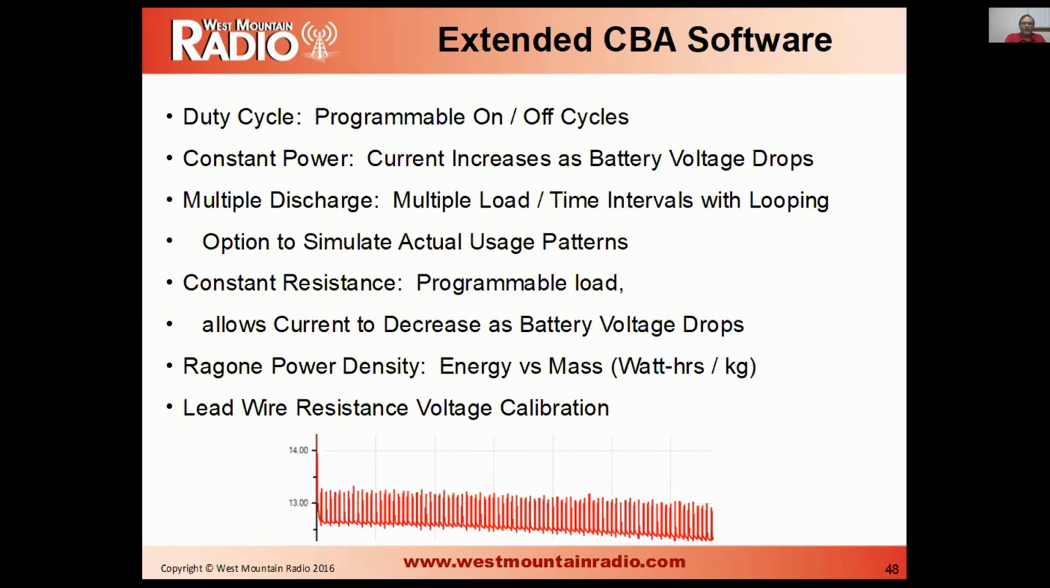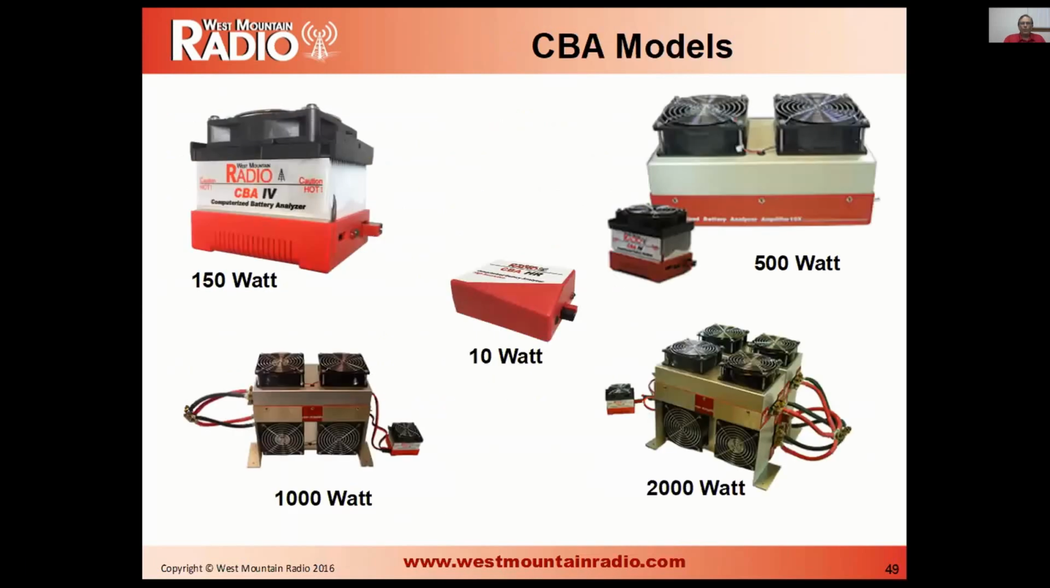The duty cycle testing, the chart that you saw earlier, is another feature that we have in the battery tester. We've got a whole bunch of them. The one in the upper left corner there is our most common one. It can do about 150 watt discharge. But we've got 500 watt, 1,000 watt, 2,000 watt systems. And we've even gotten bigger than that. We just sold a 4,000 watt system this week. And then we've got a small one, that little 10 watt unit there, that's more for coin cell batteries.